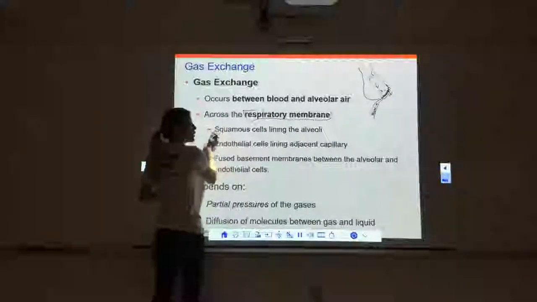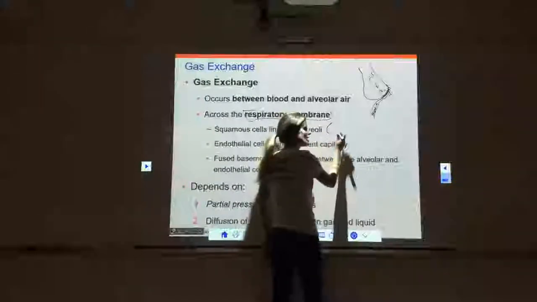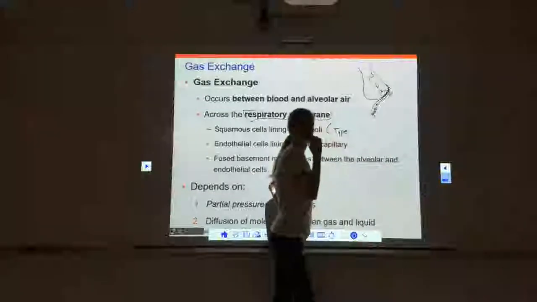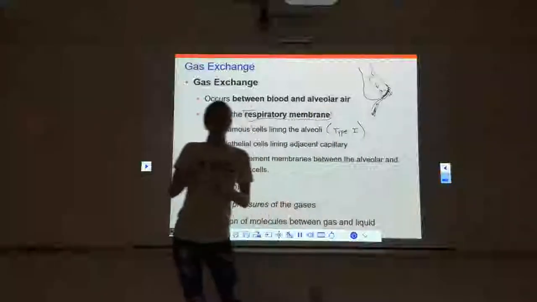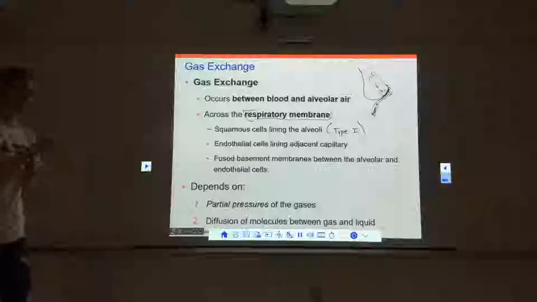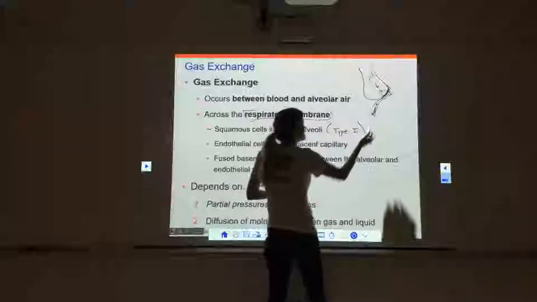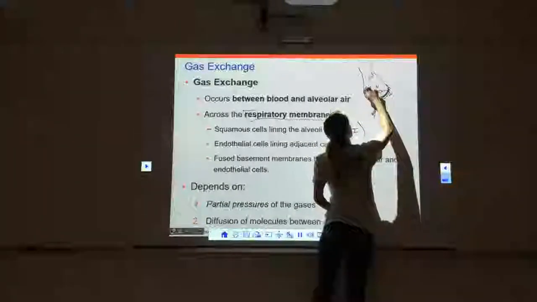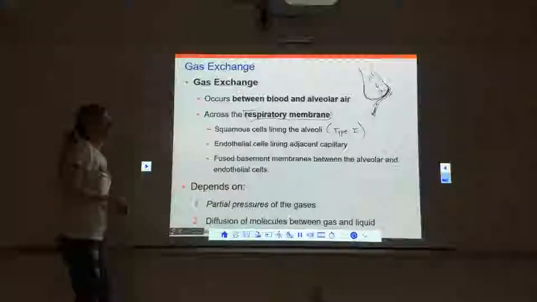So we have the squamous cells that line the alveoli. What did we call those? What type of pneumocytes were they? Type 1 or type 2? 1. Those were our pneumocytes type 1. The type 2 or septal cells, what do they make? They make surfactant. Okay. So the type 1 pneumocytes are just these structural cells that line the alveoli. And they're simple squamous cells. Right, so one layer of flat cells.